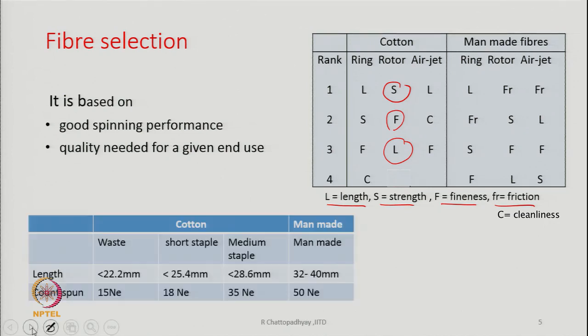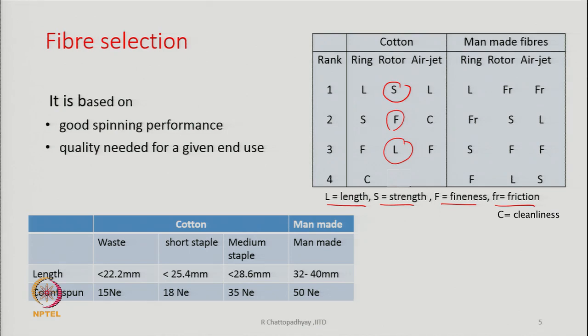because long length does not necessarily mean strong yarn in the case of rotor spinning, because there is every likelihood that these long fibers may be part of the wrappers which will not contribute towards the strength.